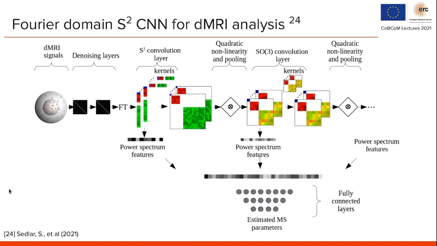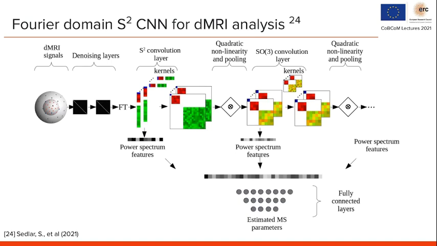Architecture of our Fourier domain spherical CNN is illustrated in this slide. The model takes as input diffusion MRI signals acquired over multiple shells. It contains denoising layers, which are followed by spectral coefficient estimation using Gram-Schmidt orthonormalization process. Convolutions are performed in spectral domain, and as in the work of Cohen, the first layer contains convolutions between spherical signals and kernels, and the following ones between SO3 feature maps and kernels. After each convolutional layer, quadratic nonlinearity is applied and pooling by discarding high-frequency components.